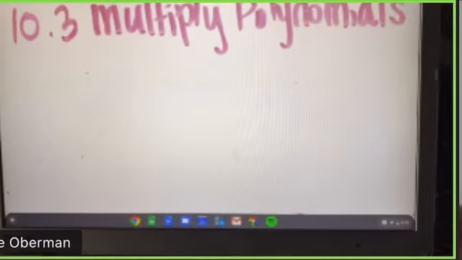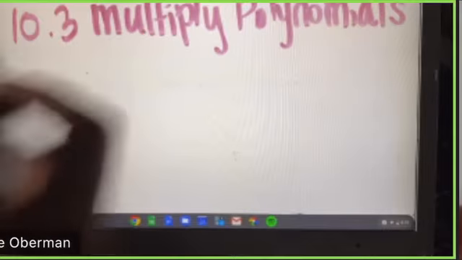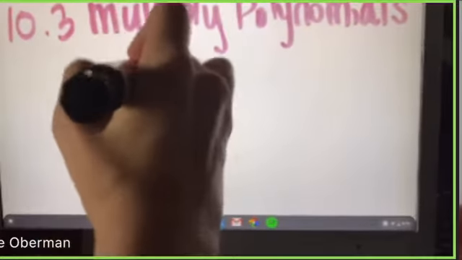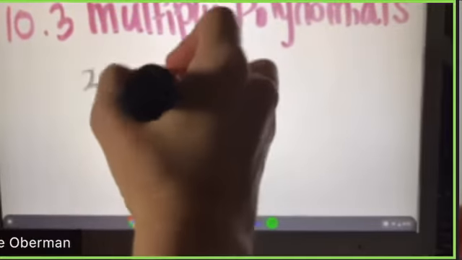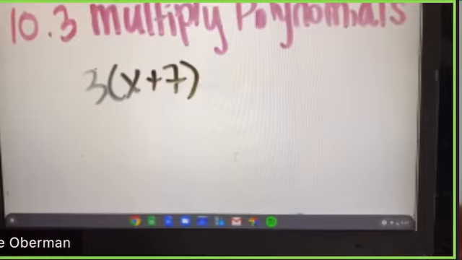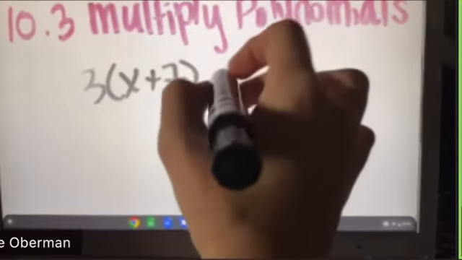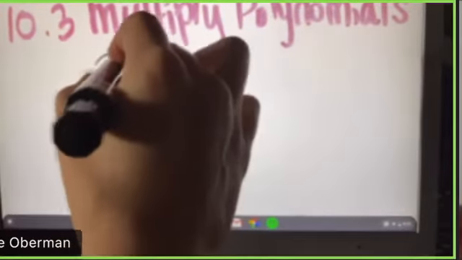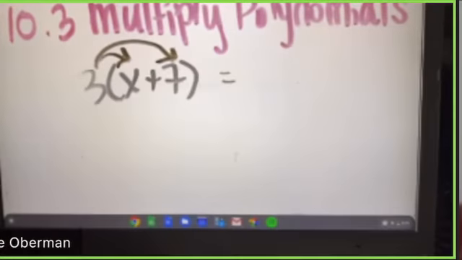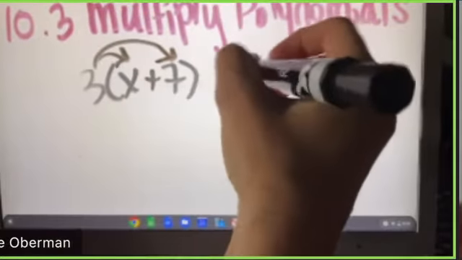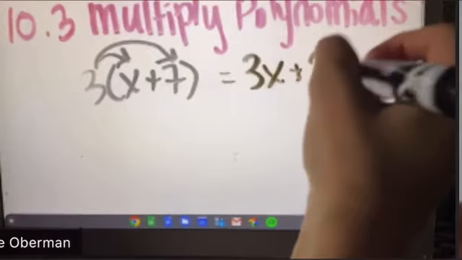For example, if I gave you a problem like this, 3 times x plus 7 in parentheses, how can I simplify that? 3x plus 21. Exactly. So what Anna did is she applied or like multiplied this 3 onto both of these, right, guys? Okay. Has everyone had experience doing that before?